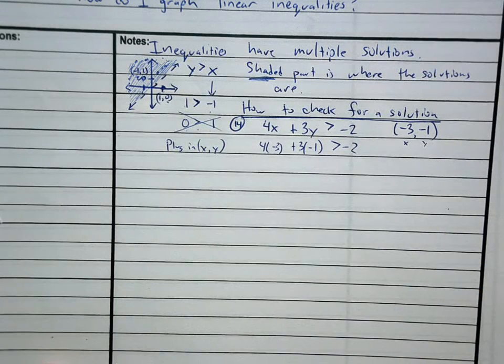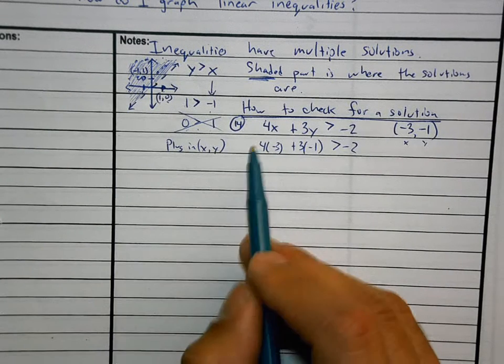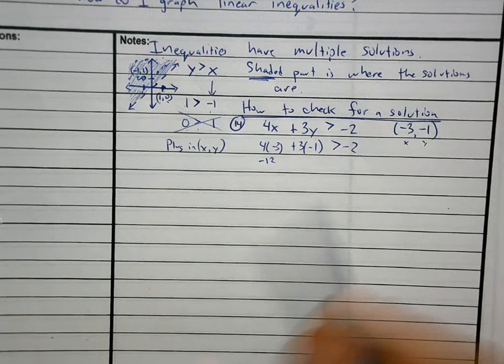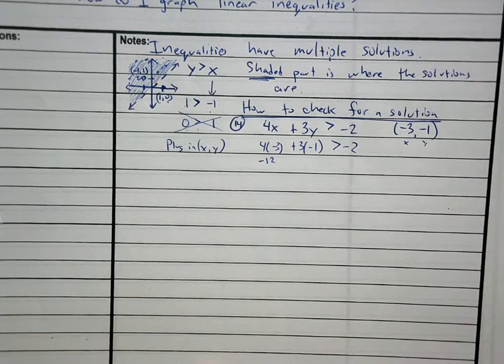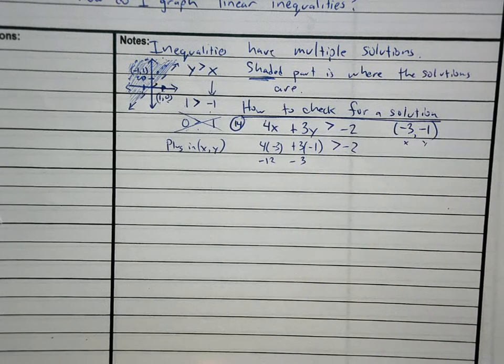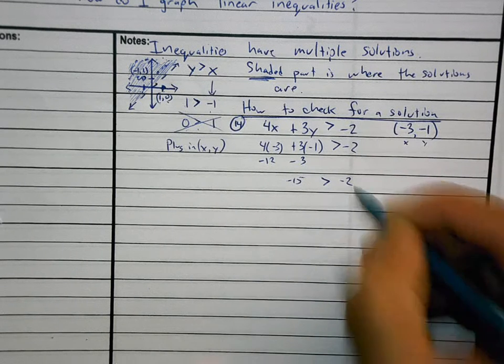So I plugged in x comma y. And 4 times negative 3, I need you all to tell me, what is 4 times negative 3? Negative 12. Good. I need you to tell me what 3 times negative 1 is. Negative 3. And I need you to put together negative 12 and negative 3, which is? Negative 15. Greater than negative 2.